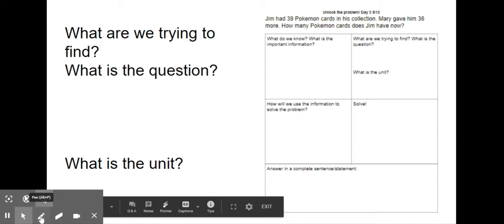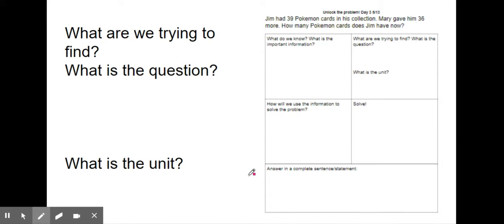Okay, so next, what are we trying to find and what is the question? So take a second to think. What are we trying to find? What is the question? So I see that the question is, how many Pokemon cards does Jim have now? So we're trying to find how many Pokemon cards Jim has after Mary gave him 36 more.